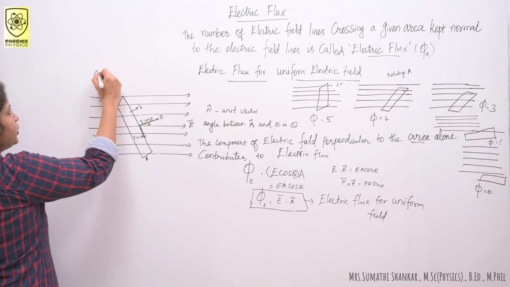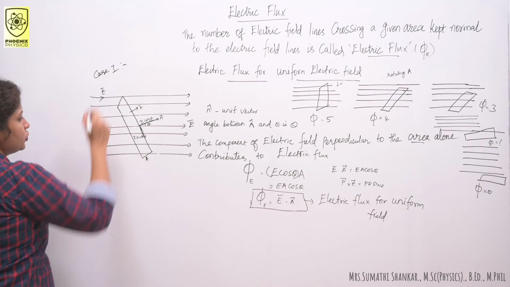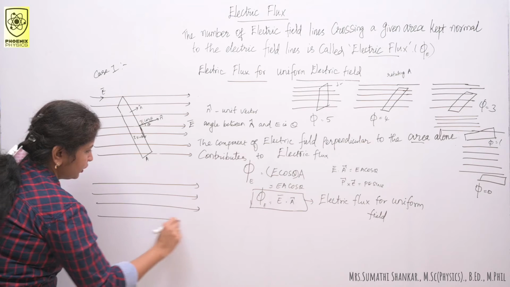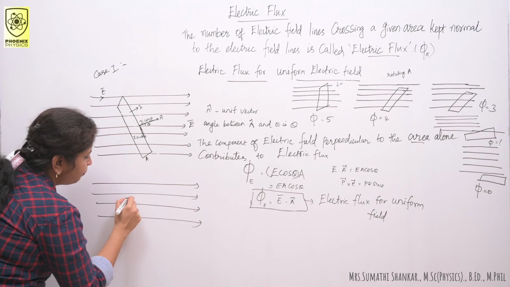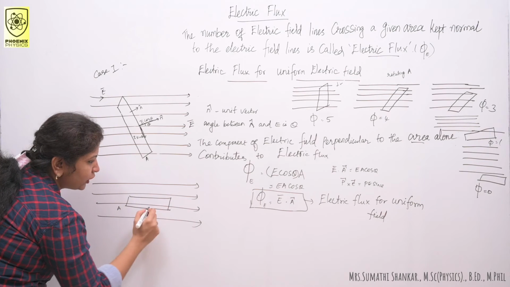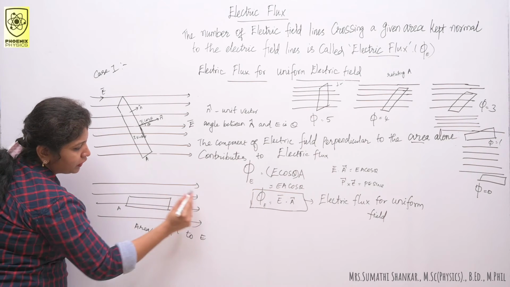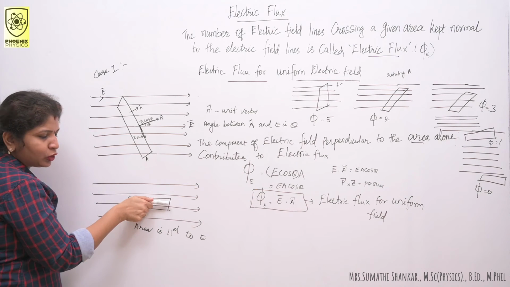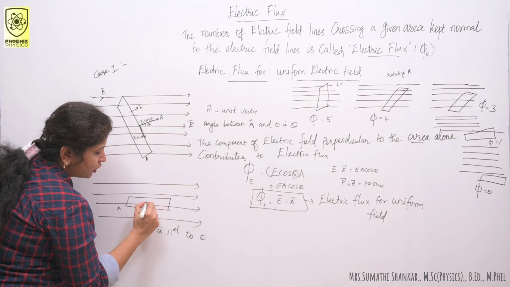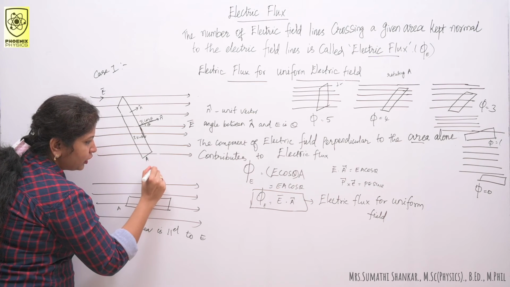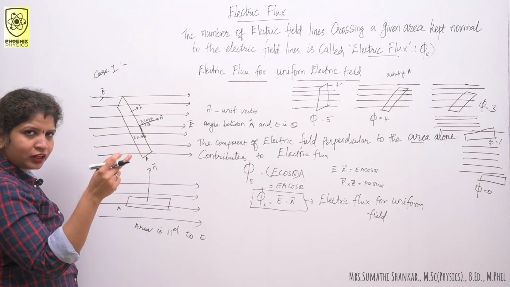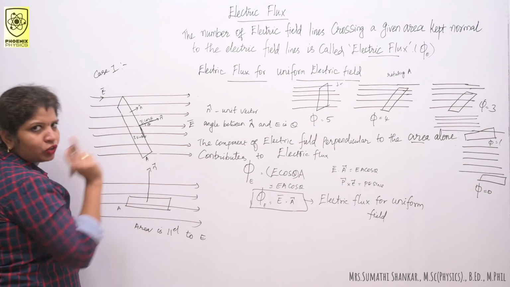This is case 1. Suppose we consider a uniform electric field like this. I am going to place this area element parallel to the electric field. This is my E line and this is my area element. Both are parallel. This is my normal, right? How do you draw this normal? This n cap is nothing but a unit vector. It is always drawn perpendicular to the surface.